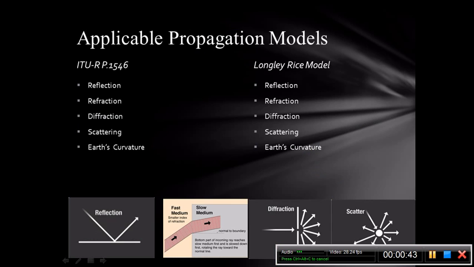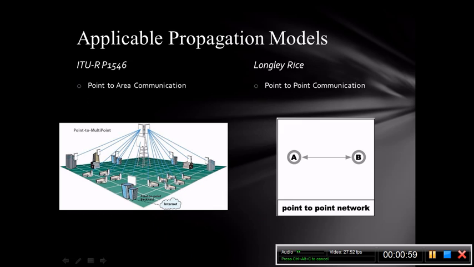The two most applicable models are the ITU-R P1546 and the Longley-Rice propagation model. They both account for reflection, refraction, diffraction, scattering, and Earth's curvature in their mathematical modeling. The ITU model is for point-to-area predictions, while the Longley-Rice model is only applicable for point-to-point communication.